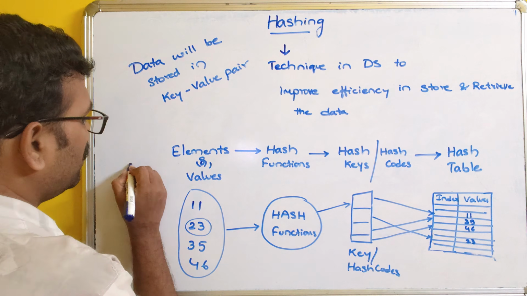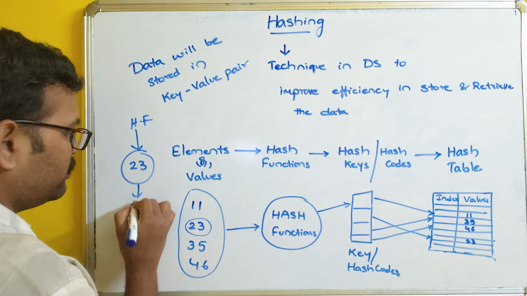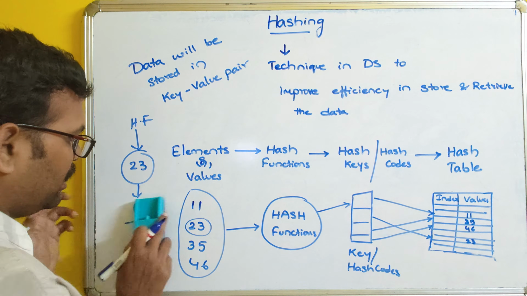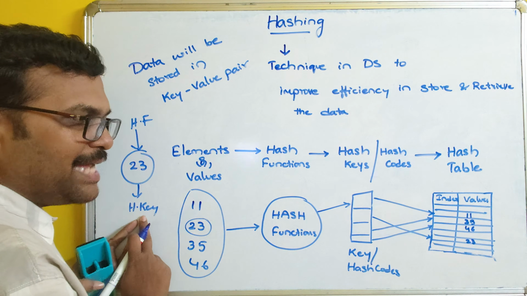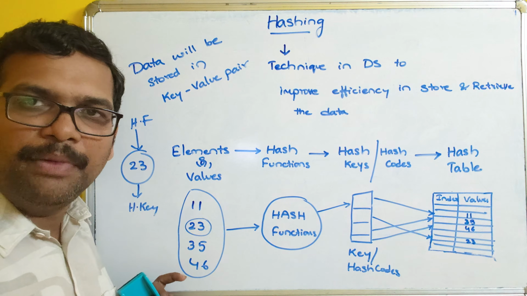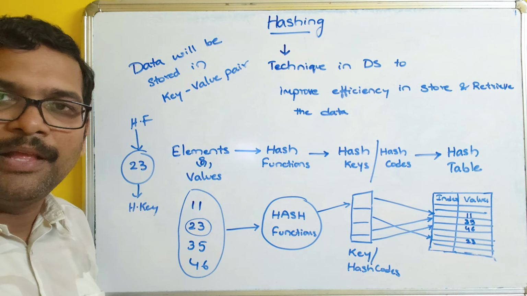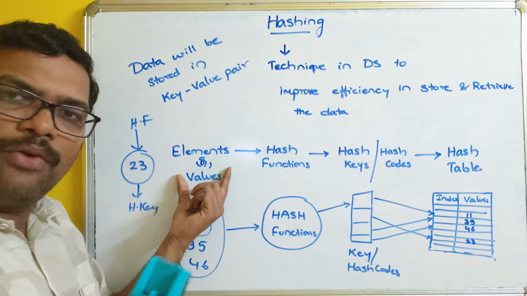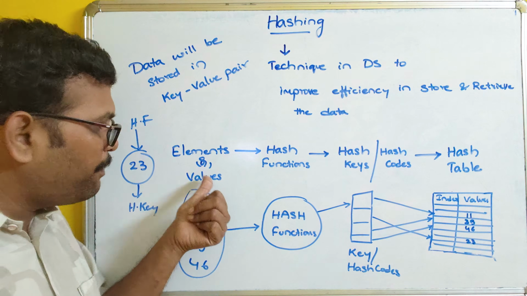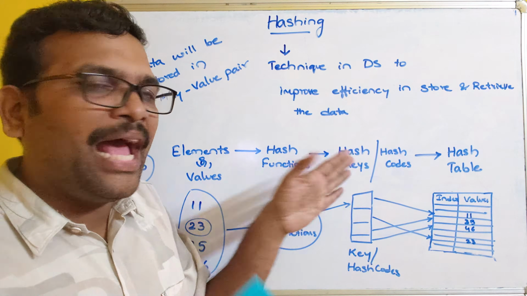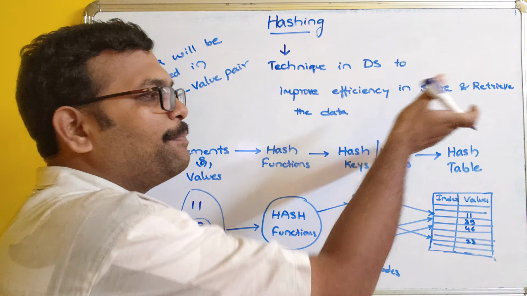For example, if you consider 23, applying the hash function on 23 will give some value, and these are nothing but the keys. So this is nothing but a hash key. If you get this hash key, we can directly retrieve the data from the memory. This is what happens in hashing. First the elements, or values, will be given to some functions, which will return the hash keys or hash codes, which are representing the hash table.